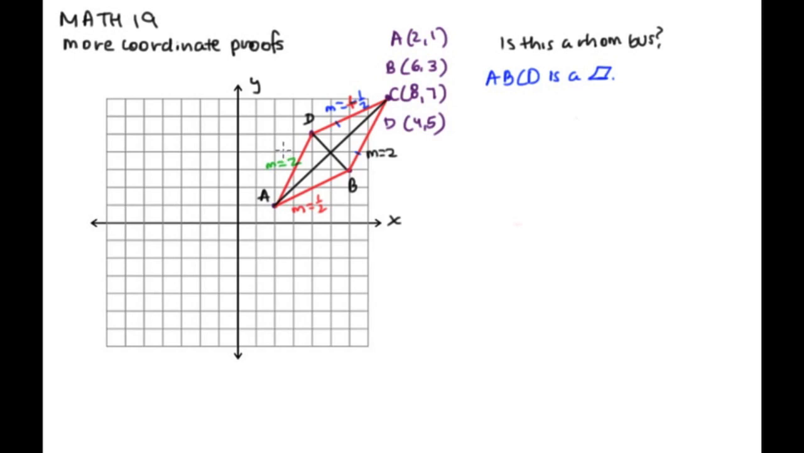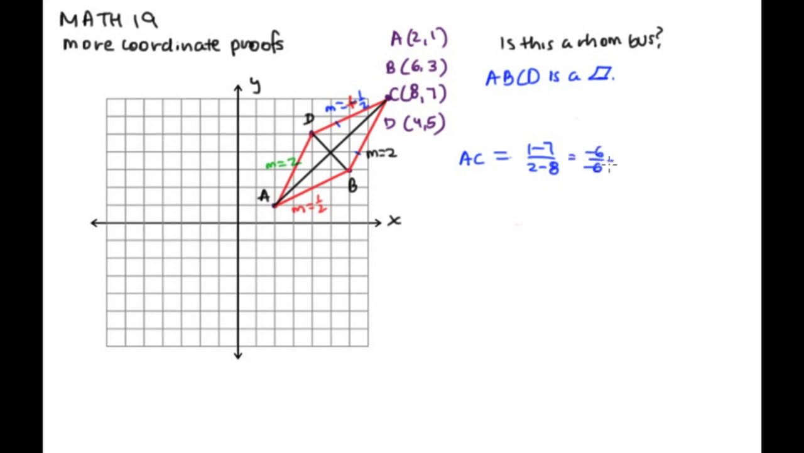Here I'm not going to get myself into distance, I'm just going to take slope again. But this time with the diagonals. So the slope of AC is going to be 1 minus 7 over 2 minus 8.